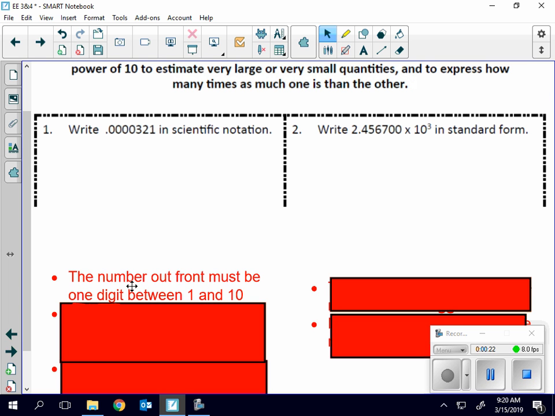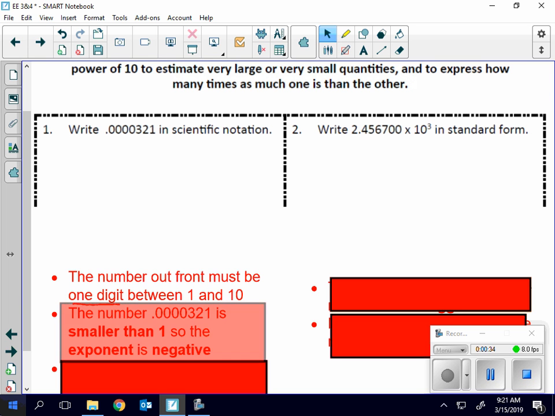We want the number out front to be between 1 and 10. It's a one-digit number. It's got to be between 1 and 10. So we're going to have to move this decimal until we get a number between 1 and 10. And also, the number here is smaller than 1, so we know that when we have an exponent, it's going to be negative. All right, now take a second, write that down. Pause the video.